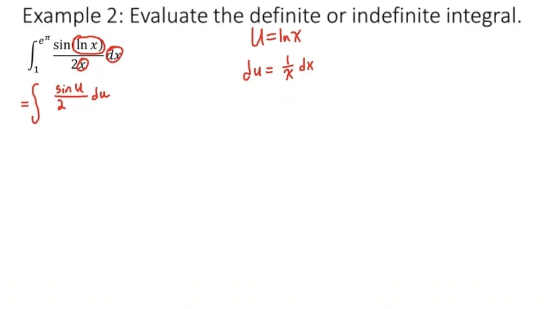So now that we've written our integrand in terms of u, let's change our bounds. The upper bound for x was e to the pi. So our new upper bound would be the natural log of e to the pi, which would be pi. Next, our lower bound was x equals 1. So our new lower bound would be u equals natural log of 1, which is 0.